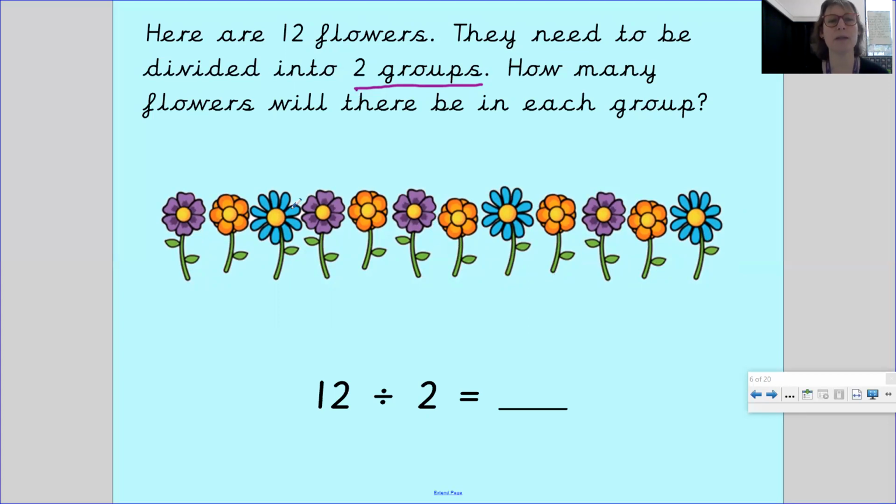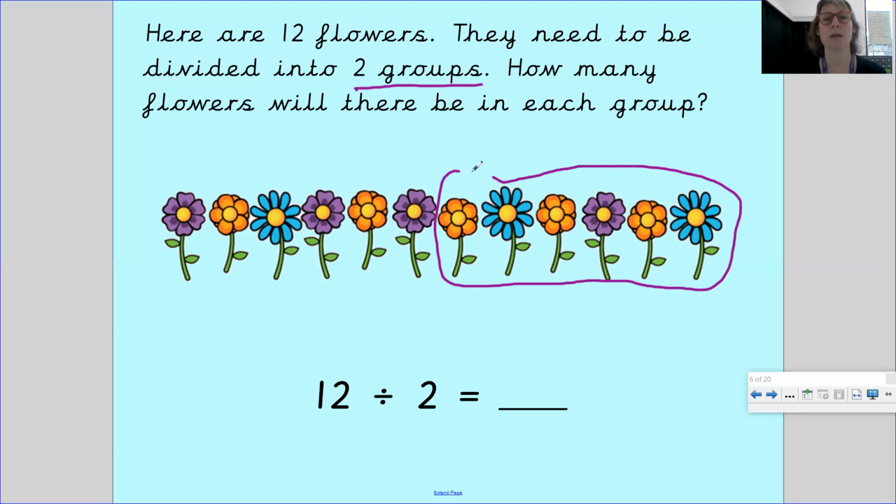So I am going to try 1, 2, 3. So what I'm going to do is I'm going to start. You're not going to be able to see this because I'm going to use my fingers, and I'm going to start from each end, and I'm going to count in until I get to the middle so I can see where the middle is. So I can put this lot into one group, and I can put this lot into one group. And hopefully 1, 2, 3, 4, 5, 6. 1, 2, 3, 4, 5, 6. I did that right. So I had 12 flowers. I've divided them into 2 groups, and I had 6.